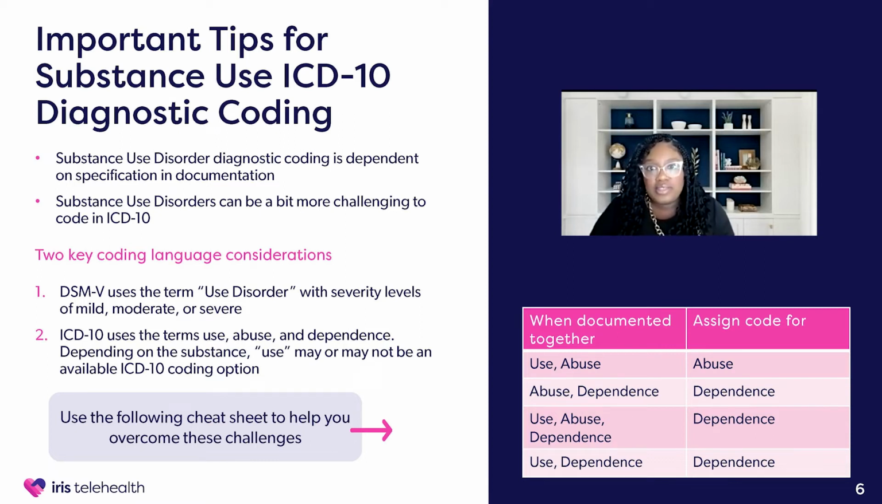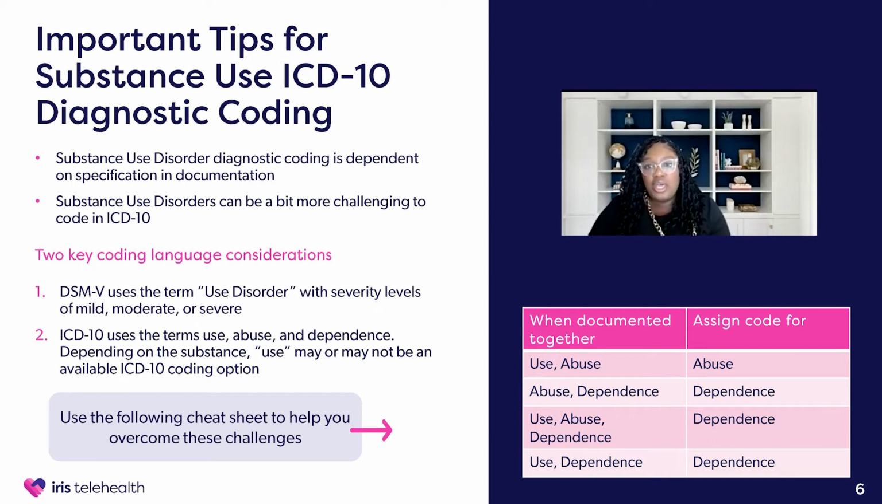If there is documentation for both of these severities, abuse and dependence, then you will assign a code for dependence. You will go ahead and say, this patient is dependent on cocaine.